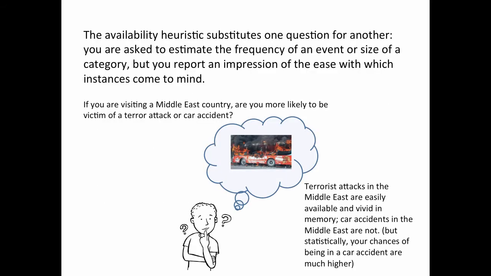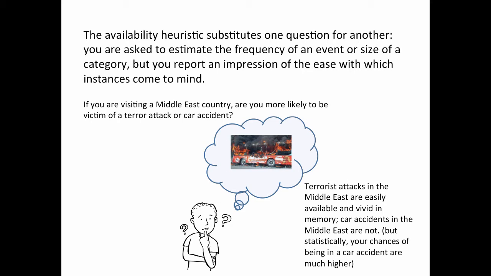All right, so the availability heuristic substitutes one question for another. You're asked to estimate the frequency of an event or size of the category, but you report an impression of the ease with which instances come to mind. Think of information security threats. How available in memory are things like password hacks or phishing emails? They're not typically highly accessible to people. So when asked to estimate the frequency of their occurrence, they are likely to be underestimated by people.